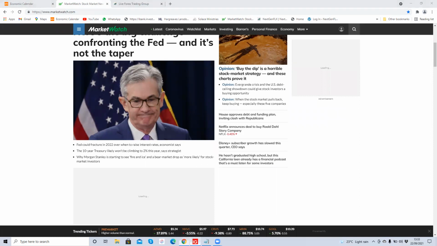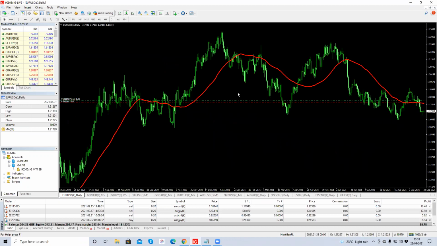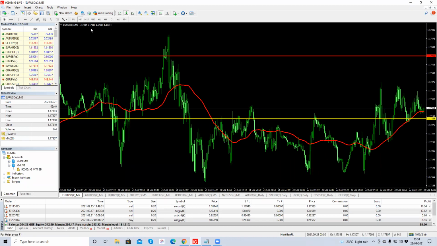So let's go to the charts. So we'll start with the Euro-US dollar. So we'll start with the daily time frame and the swing trade. So from a swing trade point of view, you can see the moving average is still flat. So there are no swing trade opportunities at the moment. So we'll go to the 5-minute time frame.